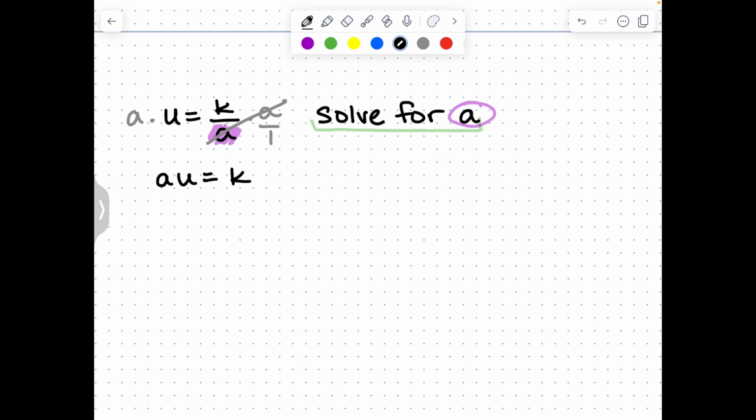Now that we've handled kind of the troubling part, like the negative was a troubling part in the first example, the denominator was a troubling part in this one, we've handled all of that. Now we just need to get A by itself. And right now it says times U. So we'll do the inverse of multiplication. We'll divide. That will cancel the U's and leave us with A equals K over U. And we were solving for A, and we have A by itself now. So guess what? You're done.